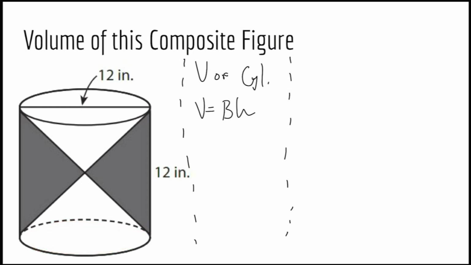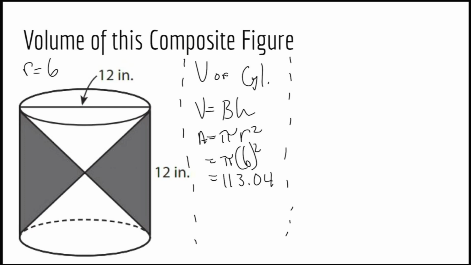We know that the diameter is going to be 12 inches. So to find the radius, we need to divide this 12 by 2. So my radius is going to be 6. We're going to plug that into my area formula, pi r squared. Instead of r, I'm going to write 6 because that's my radius. And that's going to give us an area of 6 times 6 times 3.14, 113.04.